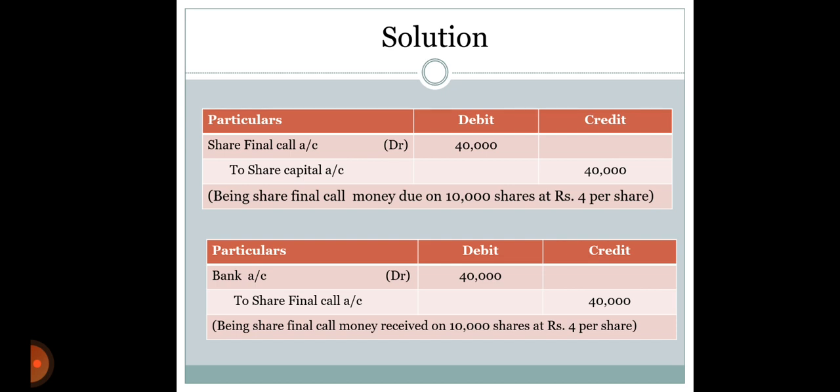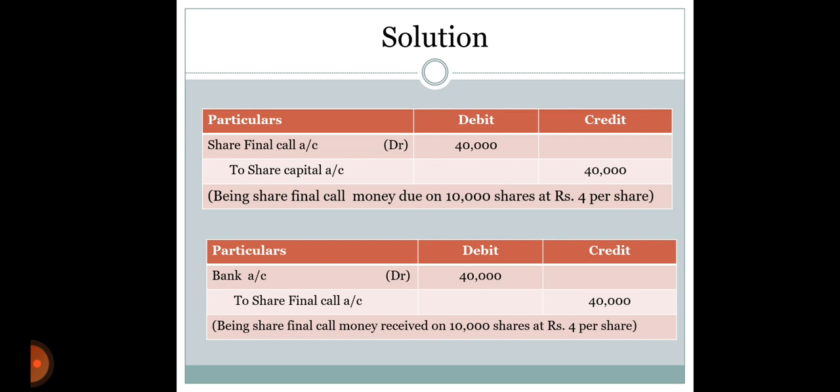The final call due on 10,000 shares at rupees 4 per share. Here the entry is share final call account debit to share capital account. Here the company makes the due amount.